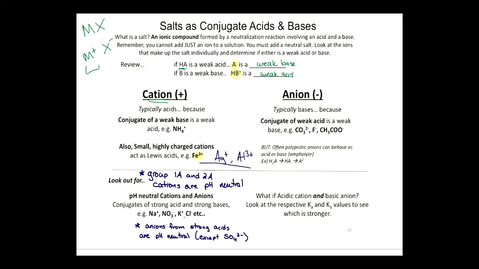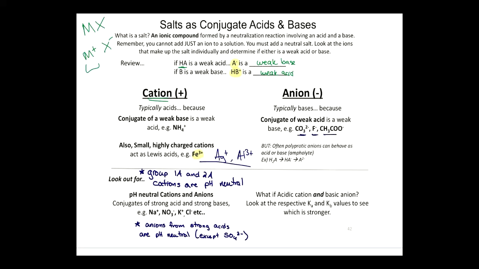On the other hand, if you have an anion in your salt and you inspect it, if that thing is a base, it's going to show up in the anion spot, because conjugates of weak acids are typically negatively charged. So things like carbonate, F-, acetate, all of those are conjugates of weak acids. So if you see those, they're going to act like weak bases, all right?